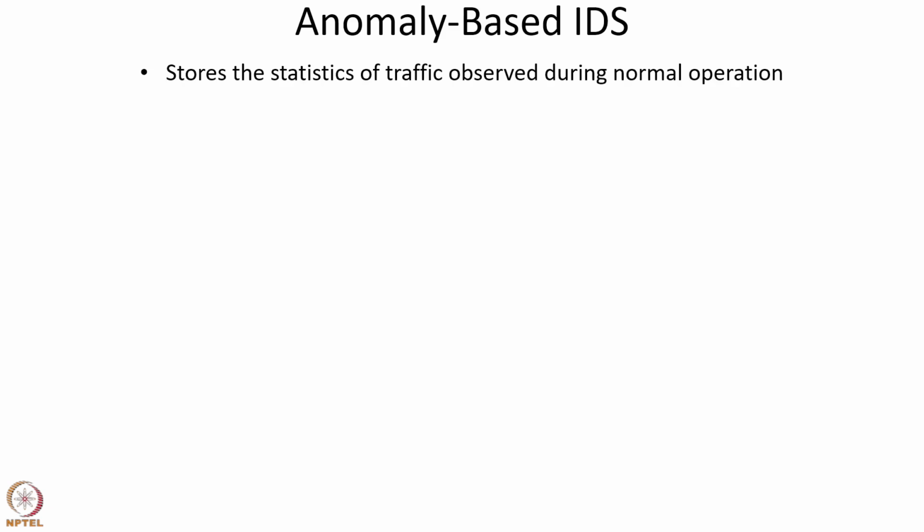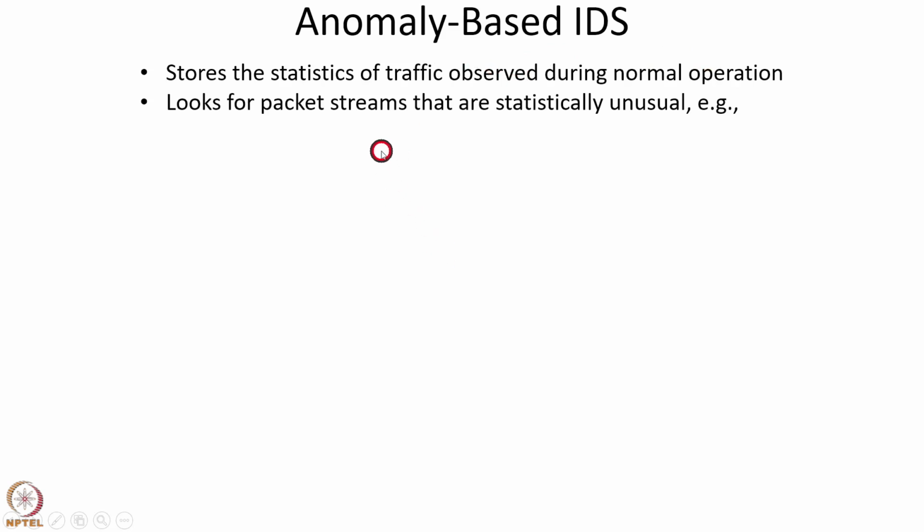So, we have discussed signature-based IDSs. Another kind of IDS is the anomaly-based IDS. It does not operate by matching the packet's payload with some pre-stored signatures. Instead, it analyzes the statistics of the traffic that flows through the network. It stores the statistics of the traffic that is observed during normal operation, and it looks for packet streams that are statistically unusual.